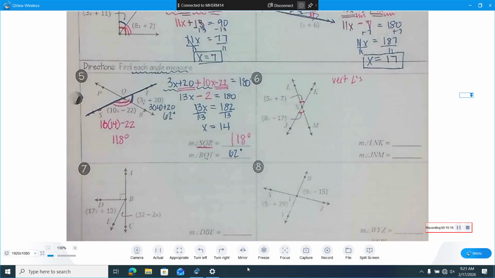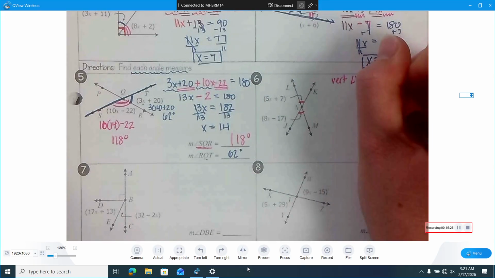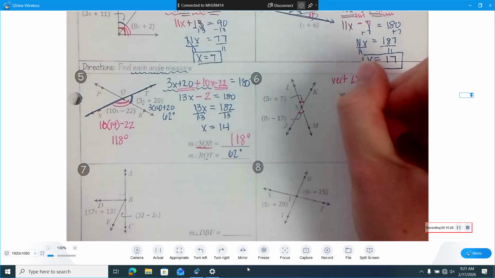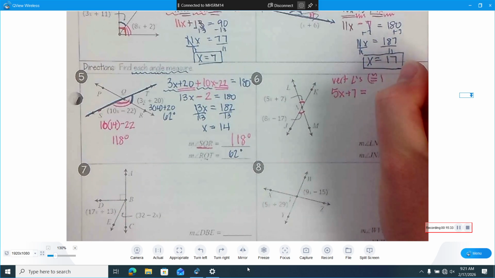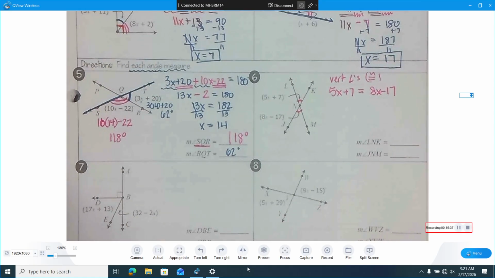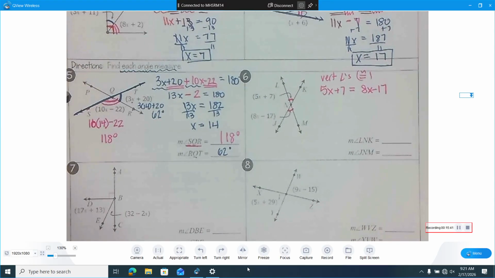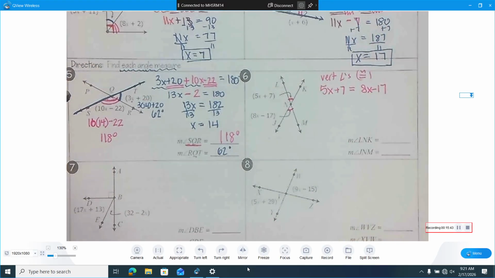And what do we write for vertical angles? How do we set up our equation? They equal each other. Yeah. They are congruent. They equal each other. So 5x plus 7 is going to equal 8x minus 17. They equal each other because they're vertical angles. They are the same. All right, we're going to go ahead and solve.